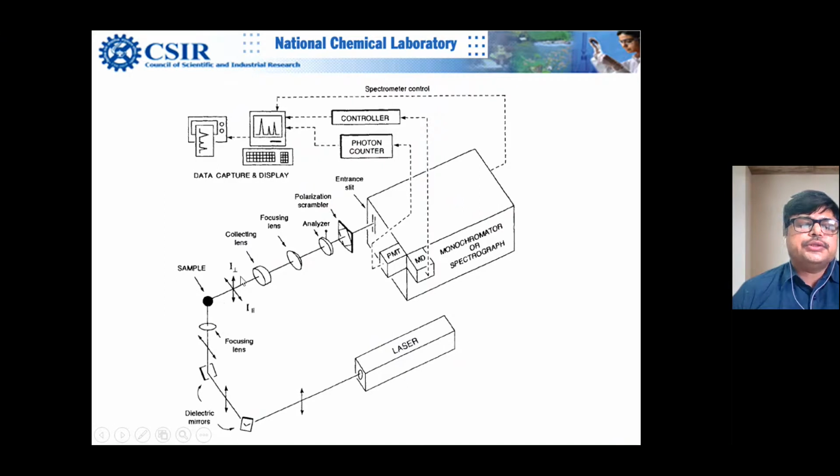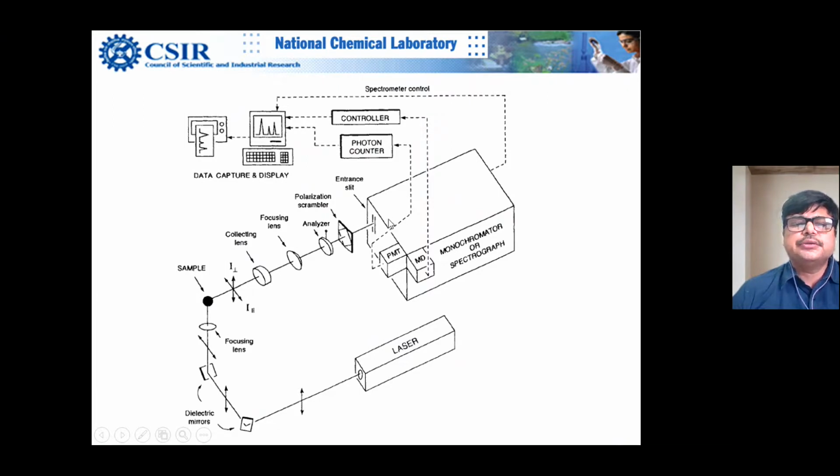Then, for example, you are doing polarization Raman spectroscopy. If you are interested in polarization Raman spectroscopy, if you want to know the information about the symmetry of your crystal, then you can collect parallel and perpendicular intensities, right? And then you have a collecting lens, and then again a focusing lens, and then you may use sometimes, depending upon the condition, a scrambler.